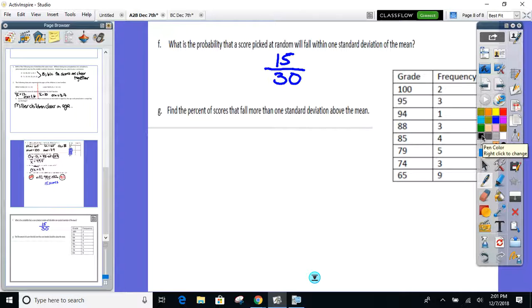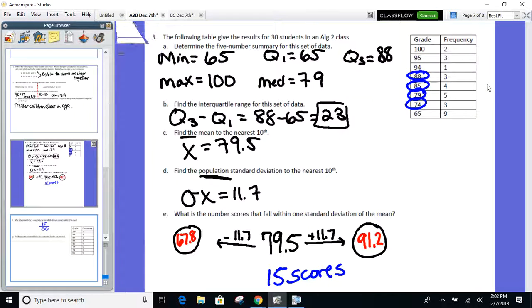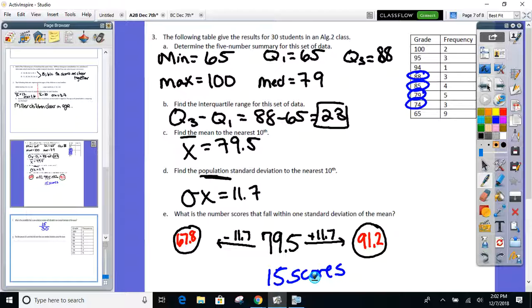Wear it proud. All right, final one. What percent of scores? Okay, now I'm not asking within, so I need you to think about where I should go here. Fall more than 1 above the mean. More than 1 above the mean. So if I go back to that range I had, what am I looking for? Scores that are above 1, more than 1 above. Scores that are greater than 91.2. What if I ask 1 below the mean? 67.8.